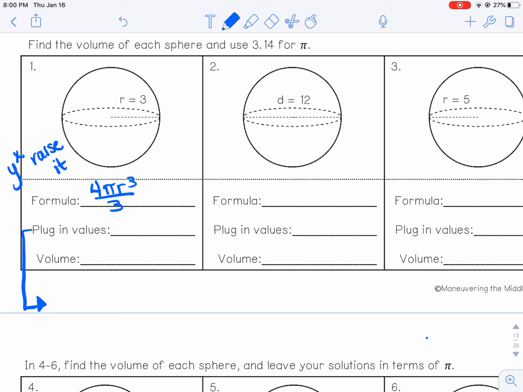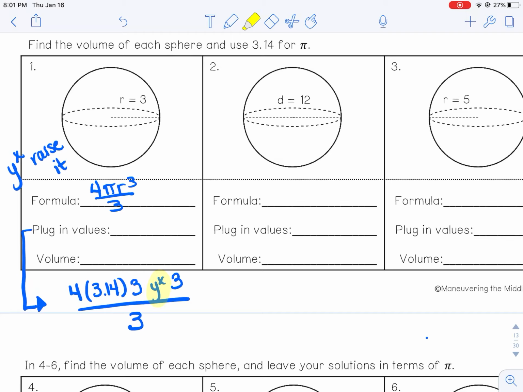So if I plug in values, for this one we know the radius is 3, so we're going to do 4 times 3.14 times the radius, which is 3, and we're going to raise it to the third power. We're going to hit equal and divide all of that by 3. So just write that down, pause it when you write that down, and then grab a calculator.